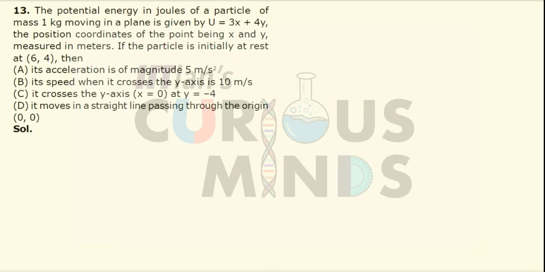Potential energy of a particle of mass 1 kg is given as U equals 3x plus 4y. The position of the particle at rest at time t equals 0 is given as (6, 4). We have to calculate various factors from it.